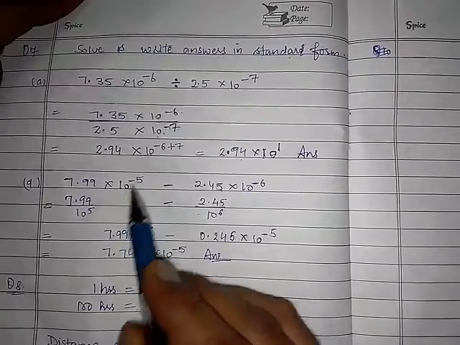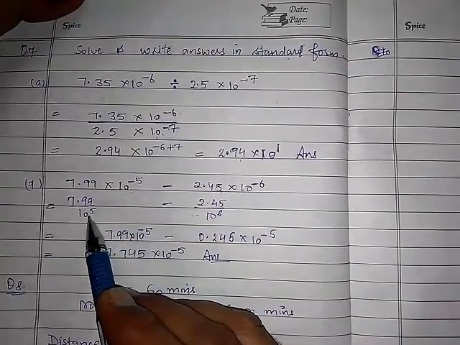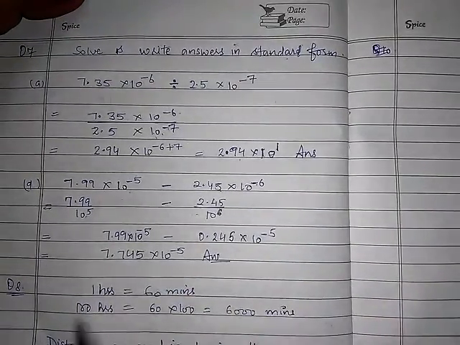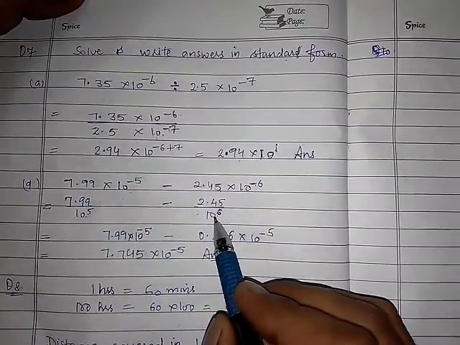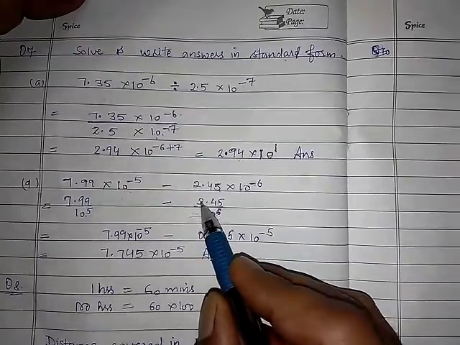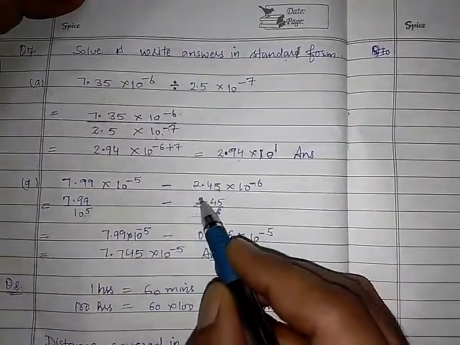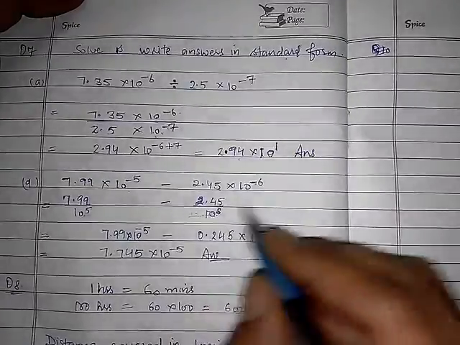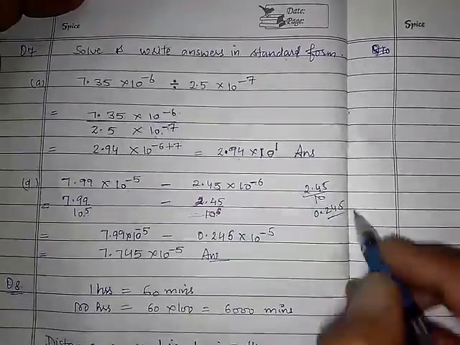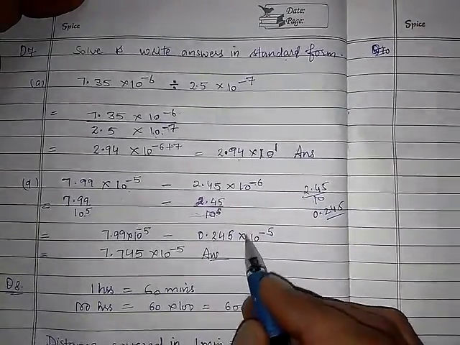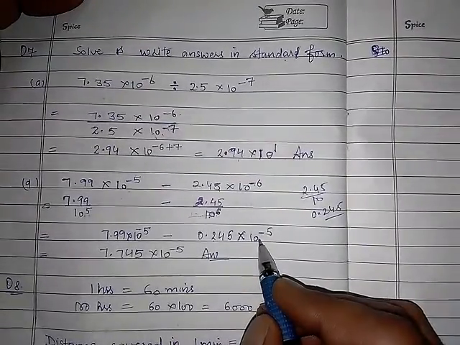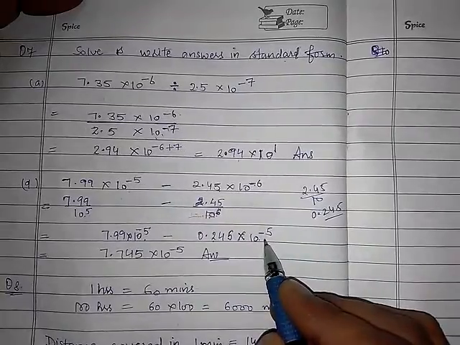This 10 raised to the power minus 5 I will bring downwards. That will become plus 10 raised to the power 5. And this will become 10 raised to the power 6. I want to make both these powers same. Out of this power 6, one 10 will be taken out and will be divided into this 2.45. What will happen if you divide 2.45 by 10? You will get 0.245. I am writing that here, and whatever power will be left will be shifted upwards. Clear? Like this we can make both the powers same.